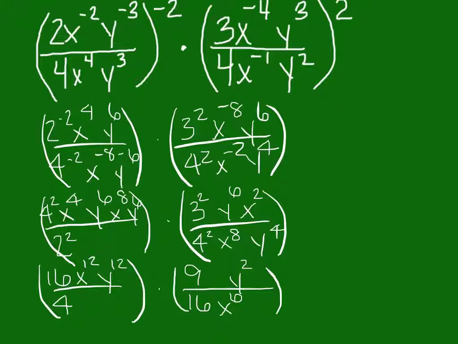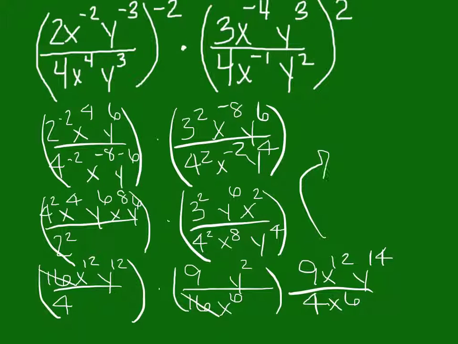So now we look to simplify either across or vertically. I'm going to go ahead and go across. 16 here and 16 here will end up canceling out. So you're going to be left with 9 over 4. You have x to the 12th on top and y to the 14th on top. And on bottom you have x to the 6th.